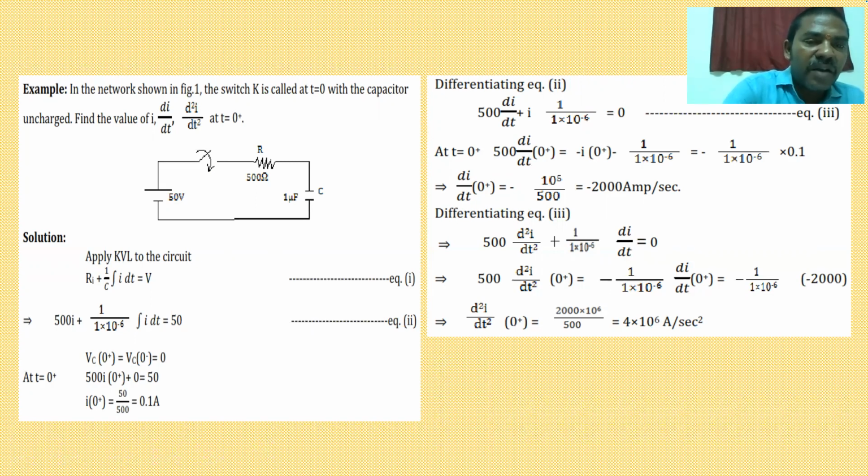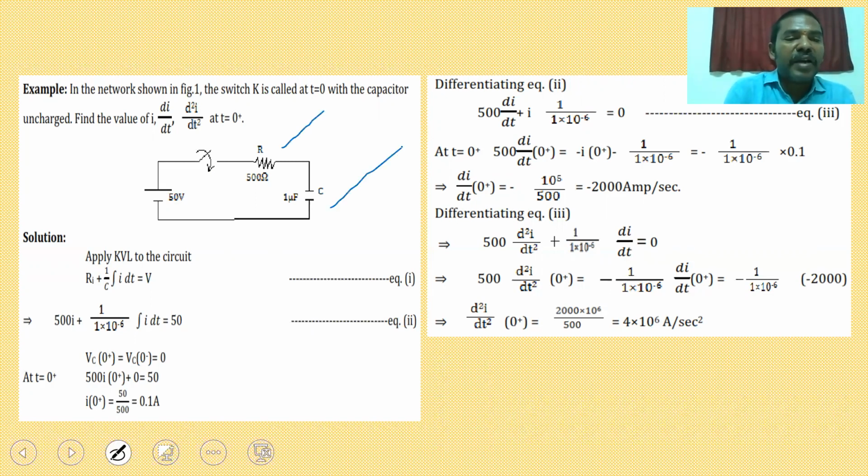The resistance value given is 500 ohms. The capacitance value given is 1 microfarad. The voltage is 50 volts. Okay. So now at t equal to 0, the switch will be closed. So you can get the two instants, t equal to 0 minus and t equal to 0 plus conditions. So t equal to 0 minus is just immediately before the switch is closed.